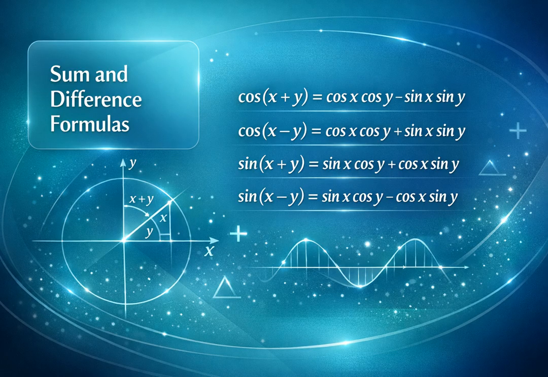Now for the sum and difference formulas. Cosine of x plus y equals cos x cos y minus sin x sin y. Cosine of x minus y equals cos x cos y plus sin x sin y. Sin of x plus y equals sin x cos y plus cos x sin y. Sin of x minus y equals sin x cos y minus cos x sin y. These are fundamental identities you'll use constantly.